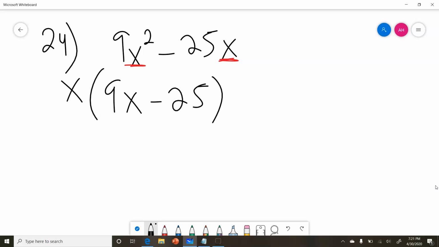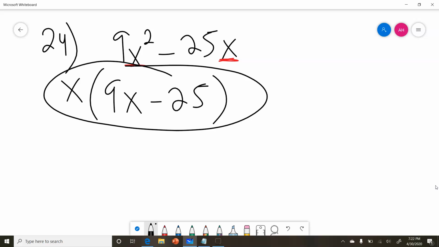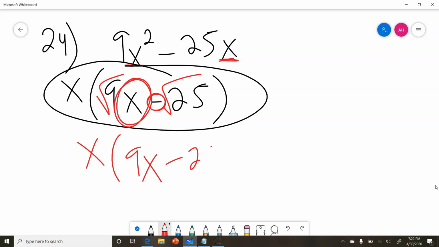Now this is tricky, because look, it looks like we can take a square root of 9 and a square root of 25, but look, we can't take the square root of x. That doesn't work. So what that means is that actually our final answer is simply this right here. We did it as far as we could. So don't get thrown off just because it looks like it has the difference of squares and we can do it there, but look, this x, we can't do it. So we leave the answer just looking like this, x times 9x minus 25, and that's as far as we can go. Kind of disappointing.